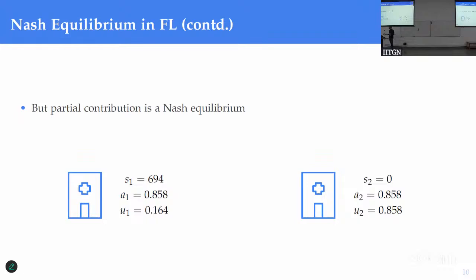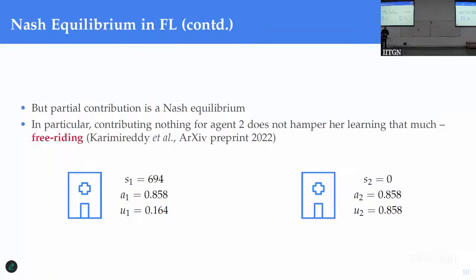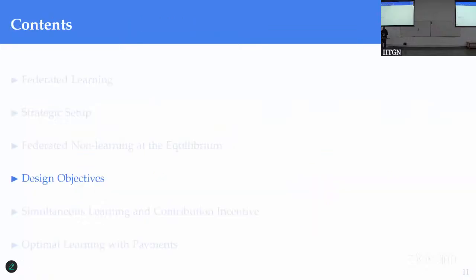And in Nash equilibrium, the second agent will try to free ride. It will not contribute any data because it knows that it anyway learns something out of this system, because the other agent is contributing some, if not all, at least half of its data. Okay, so this happens to be a Nash equilibrium, and that's not nice. This is known as free riding. One of the agents is not contributing anything, and is trying to learn from the other agent's data. So how can we stop this? What are our objectives in this scenario?